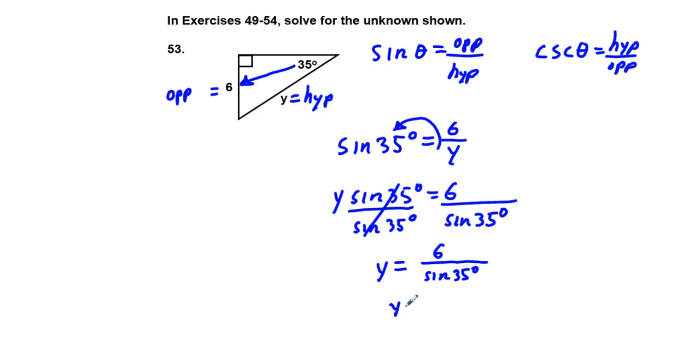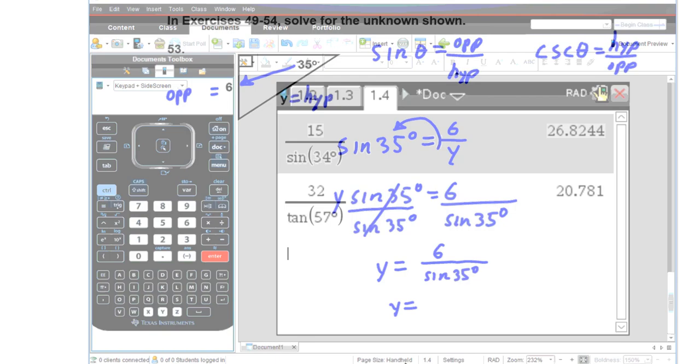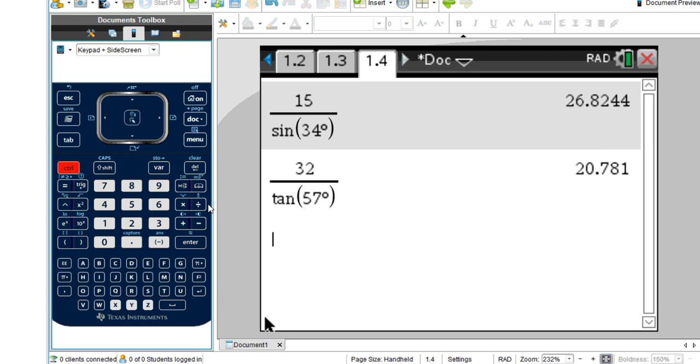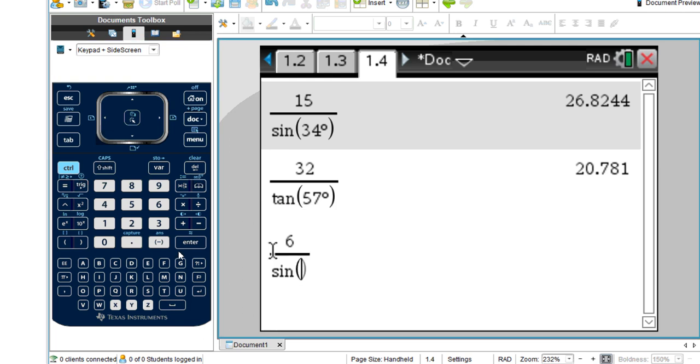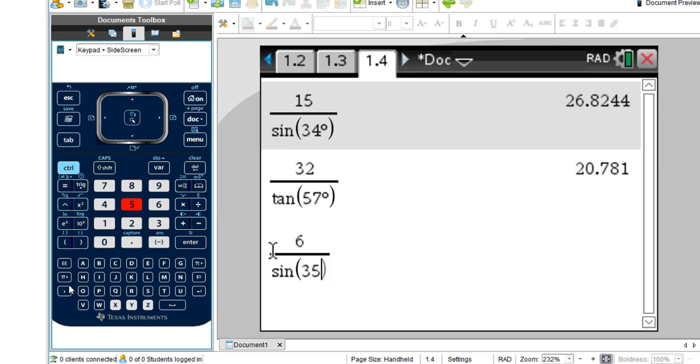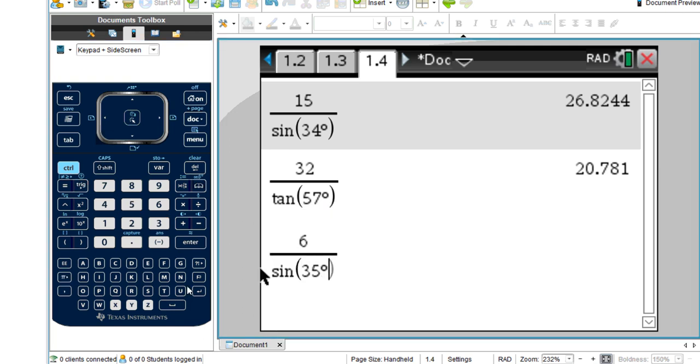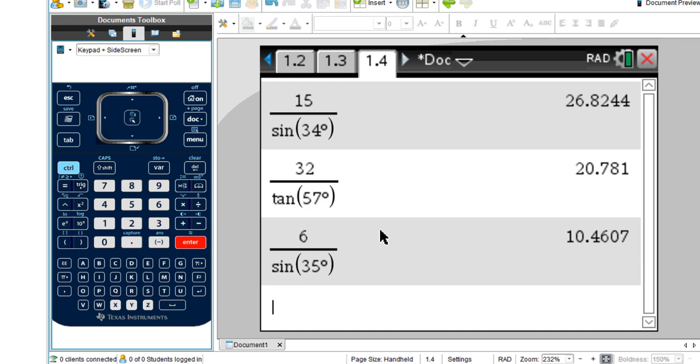And so y is going to be equal to, we will get to our calculator, 6 over sine of 35 degrees. Make sure to put in our degree symbol, and 10.46 to the nearest hundredths place.